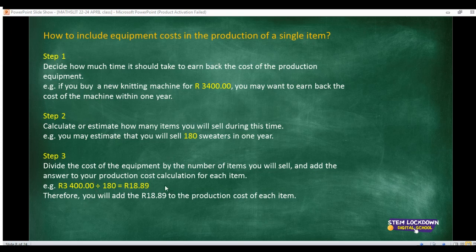Now this person has worked out that each sweater would probably have a production cost of 18 rand 89 just for the equipment. They add these to the others, so those ones will inform how much they should sell the sweaters for. That's why you'll hear people other times they're selling clothes that are very expensive. It's probably because the equipment they use to make those clothes and the materials they use to make those clothes are expensive. So they need to make back the money that they lost, or the costs that they lost in the production of those items. So this again is teaching you how to be able to manage.